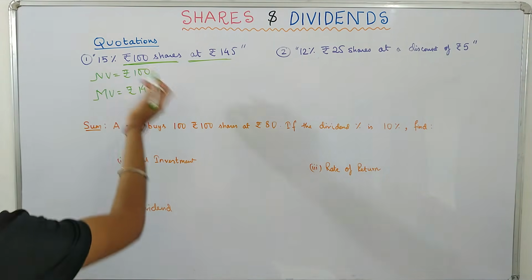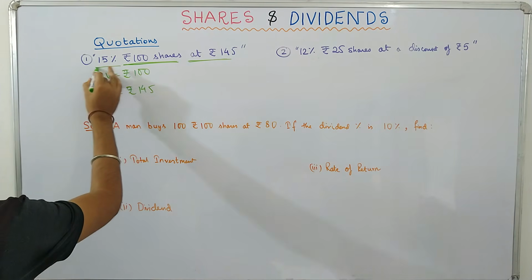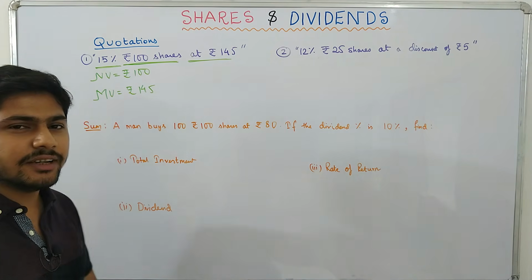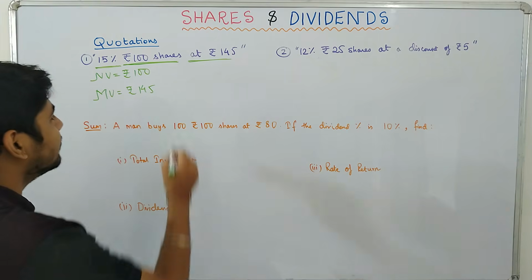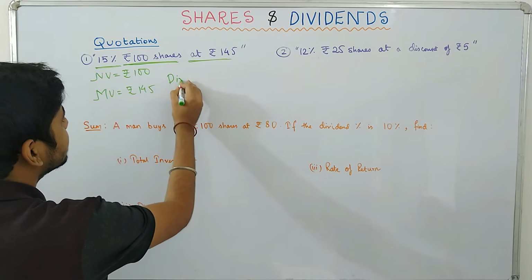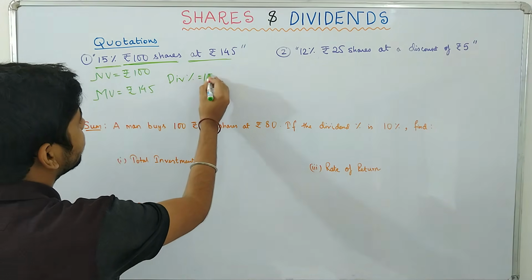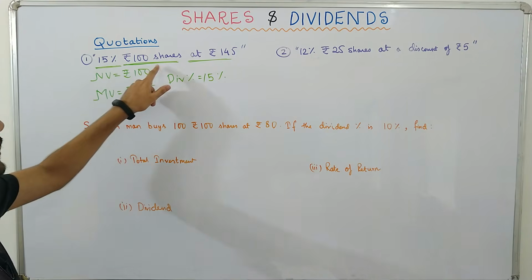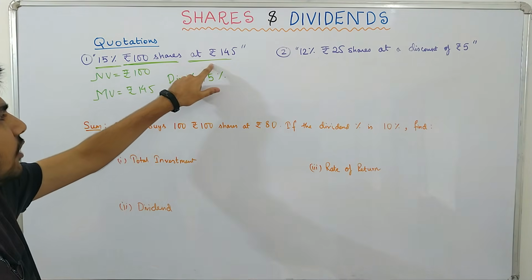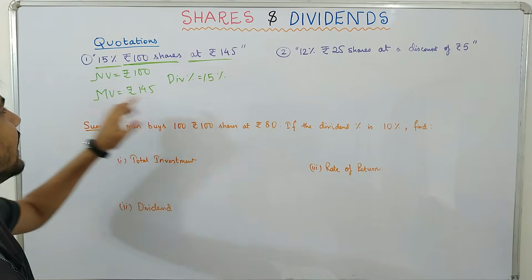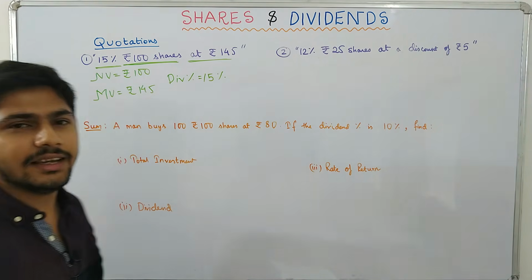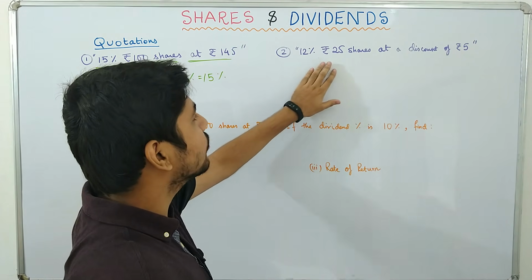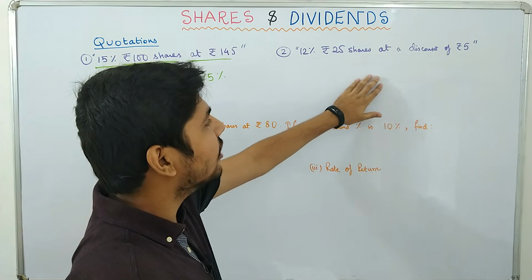And finally, at the very beginning, we have 15% rupees 100 shares. So what is this 15%? This 15% means the dividend percent. So the dividend percent is equal to 15%. Okay, so we get the nominal value rupees 100, the market value rupees 145, and the dividend percent as 15%. Easy. Now we move on to the second one, which is 12% rupees 25 shares at a discount of rupees 5.